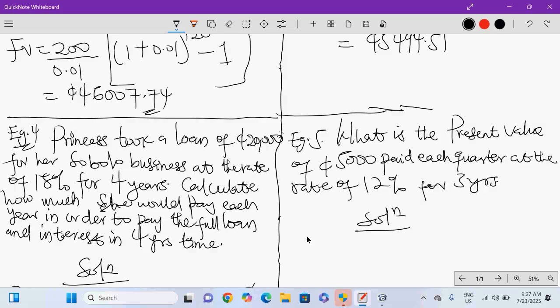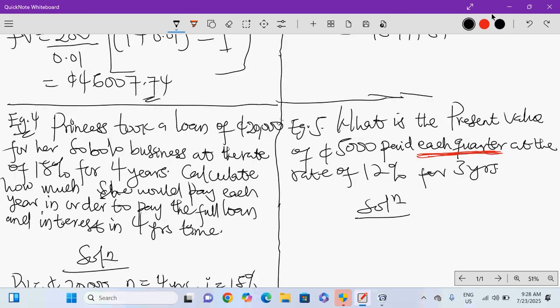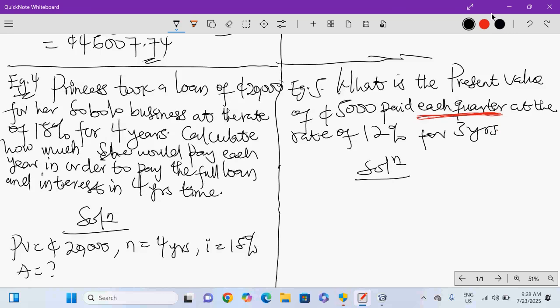The next question is whether it's a multiple compounded. Yes, it's a multiple compounded. Why? Because of the each quarter. So each quarter, every month, weekly, semi-annually, they are all multiple compounded. Assuming it's each year, then it is not a multiple compounded, but it is each quarter, so it is a multiple compounded. So now we have established that. So we are using the present value.